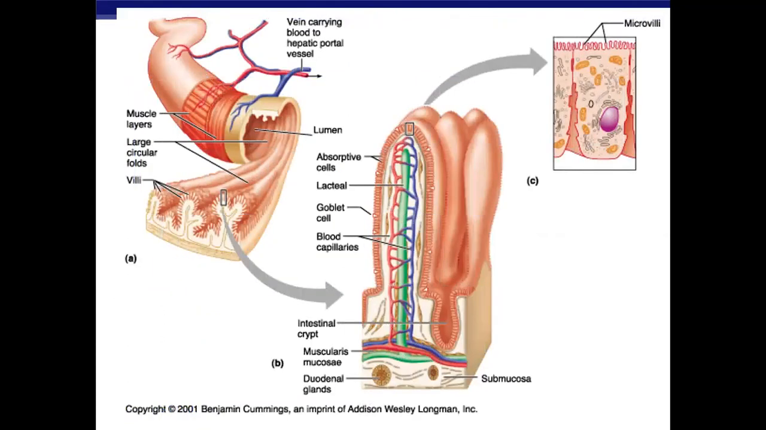This is a microscopic structure of the small intestine. Look at the tube of the small intestine, which is irrigated by blood, with a vein carrying blood to the hepatic portal vessel. There are many layers, such as the muscle layer, large circular folds, and villi. Look at the folds; these are the initial folds, and inside each fold there are villi, microscopic folds.